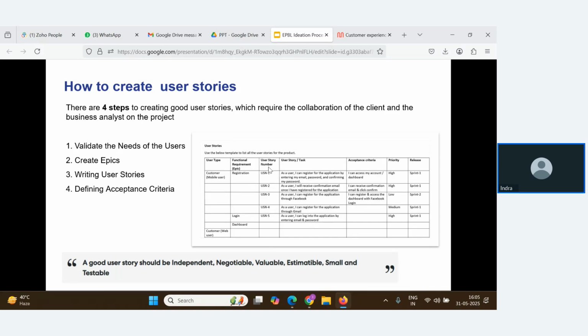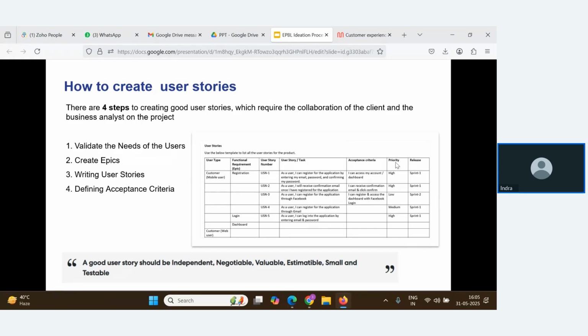Then user story number is nothing but a unique number. You can just give it as USM-1. Then user story or the task is nothing but the description of the task or the description of user need in a structured format. As a user, I want to do so and so that I can do such thing. Acceptance criteria. This is the condition to verify the feature works as expected. Means if you're doing this, so that this is the acceptance criteria. So this is verifying that this particular feature is working as expected.